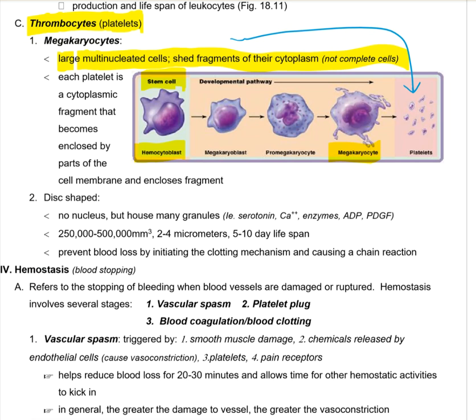Okay? And so each platelet or each fragment has part of the cell membrane, and there's stuff inside. And the chemicals that are inside are all going to help us with the clotting of blood and hemostasis, which we'll talk about in our next lecture. So some of these terms that you're seeing right here that we haven't talked about yet, we're going to talk about in the next lecture.